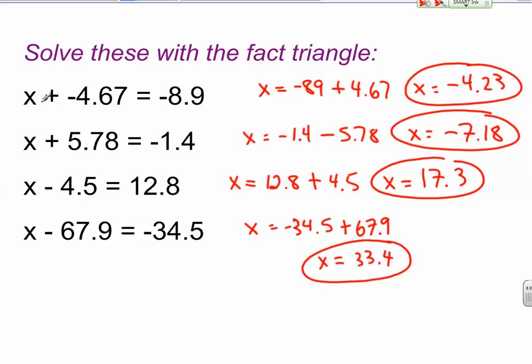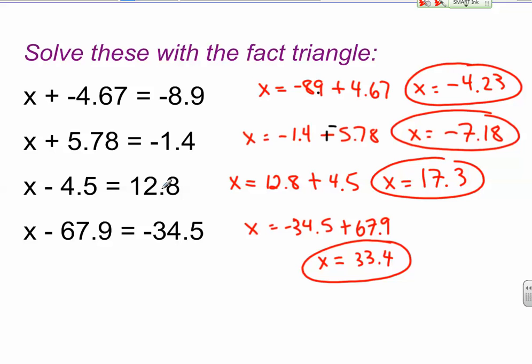To get x by itself, I have to add 4.67 to negative 8.9, and I get negative 4.23. To get x alone, I have to subtract this from negative 1.4, and I get negative 7.18. Remember, to subtract, you add the opposite. So a debt and a debt is a bigger debt. To get rid of subtracting 4.5, I have to add 4.5 to both sides, because negative 4.5 plus 4.5, those are opposites. That leaves x by itself, and I end up with 17 3/10. So 17 3/10 minus 4.5 equals 12.8.